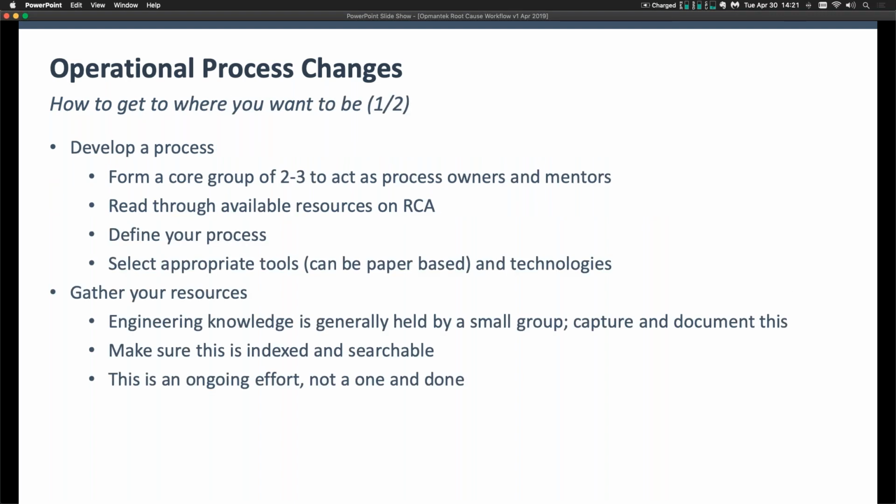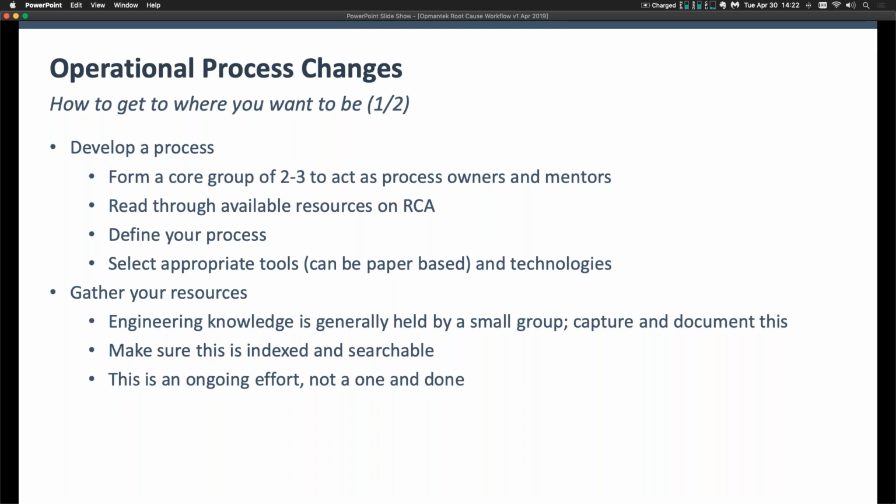So how do you get to where you want to be? Once you've decided on adopting root cause analysis as kind of your troubleshooting methodology, what you need to do is really start kind of a focus group or a core group of people. You need to get 2 or 3 at least together. I wouldn't really go more than 5 unless you have a really large NOC and engineering team, because if you get too many people involved, you'll never get decisions made. So I like to keep it small.